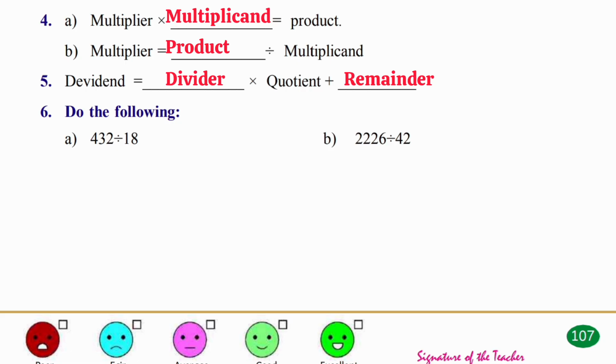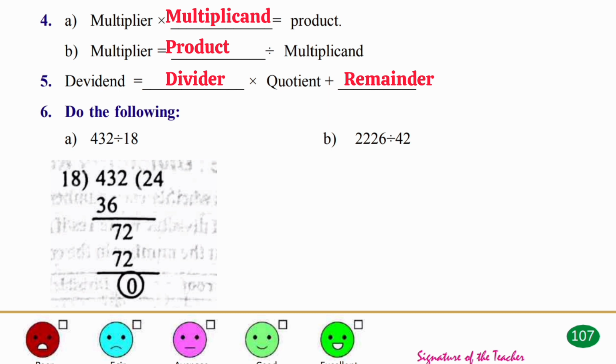Got it? Let's move on to the sixth question, which is do the following. Here we have to do the division for the given numbers. First number is 432 divided by 18. If you do the division, you will get the answer as 24. If you have doubt whether 24 is correct or wrong, you may do the multiplication: 24 multiplied by 18. You will get the answer 432. Then your division process is right.